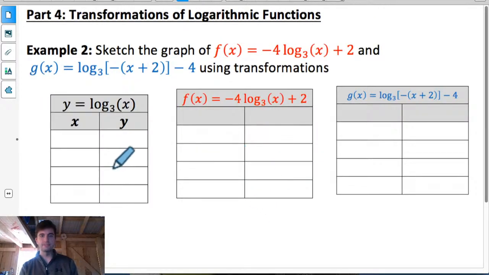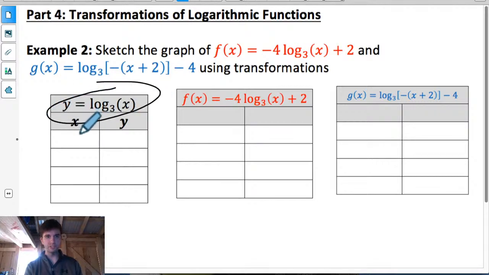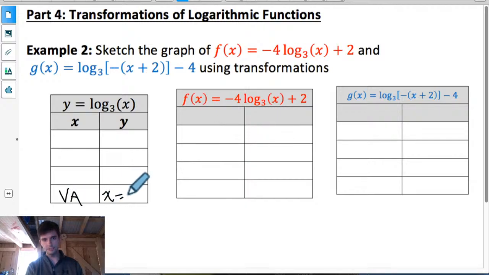Let's look at these two logarithmic functions, f(x) and g(x). Those are both transformed log base 3 of x functions. Notice they both have the same base. So their parent function is this function right here, y equals log base 3 of x. Now we talked about that function having a vertical asymptote at x equals 0, but now we need 3 other points. It's actually easier for us to choose y values and then calculate x.